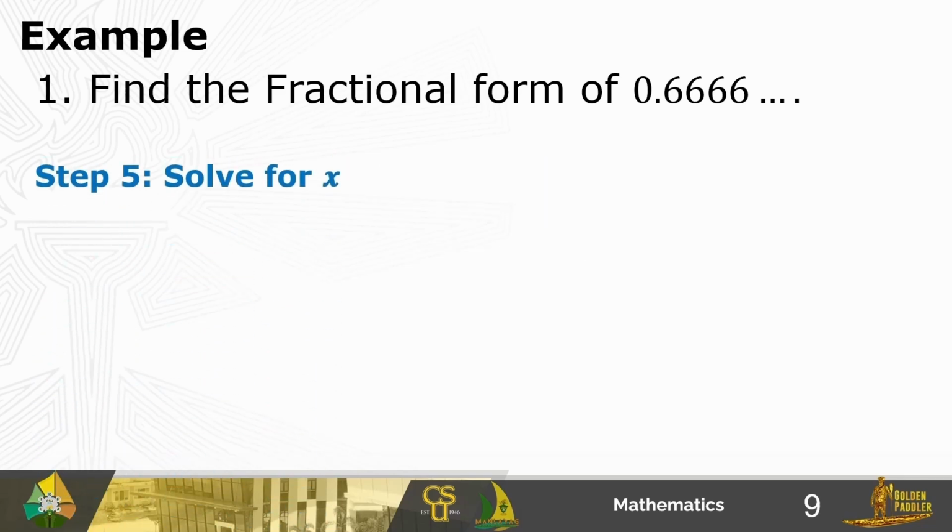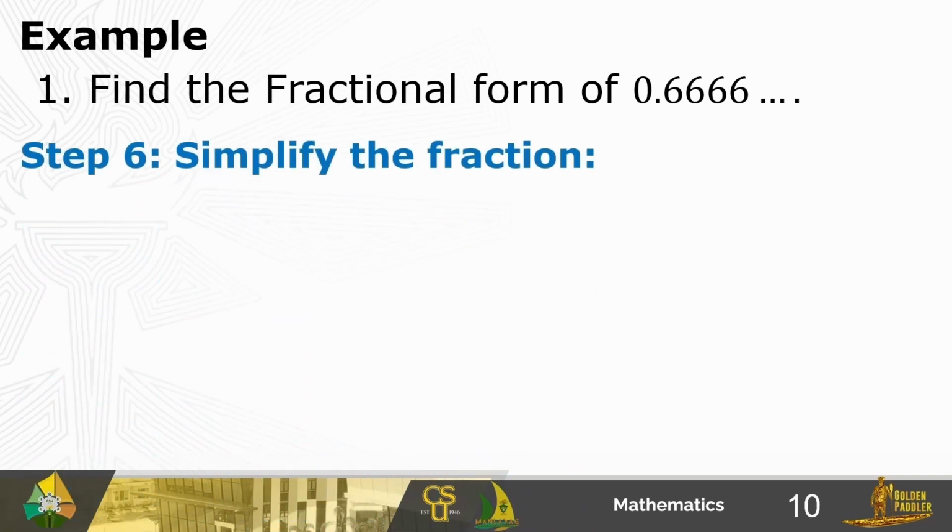For step 5, we have to solve for x. From step 4, we have 9x is equal to 6. To solve for x, we multiply by 1 over 9, or divide both sides by 9. So we got x is equal to 6 over 9. And for the last step, we have to simplify the fraction.